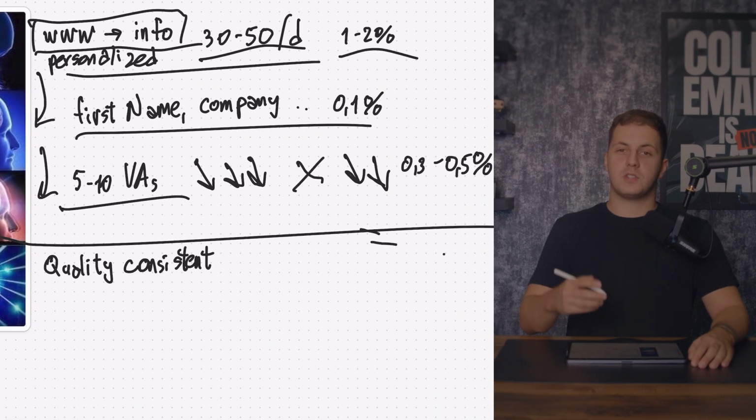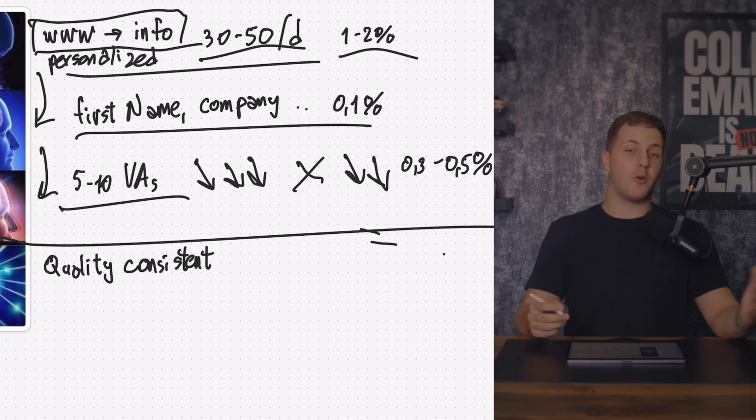Now, unlike VAs, AI doesn't get tired when it needs to personalize thousands and thousands of emails, so the quality stays consistent. It doesn't matter if it's a first lead or 10,000th lead, AI doesn't care about that. It will perform the exact same job at the exact same level of quality.